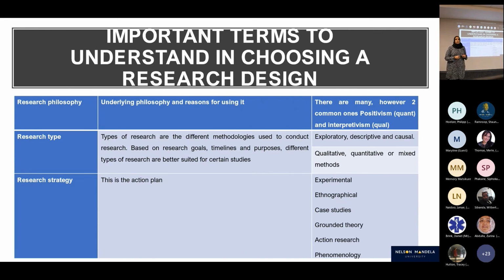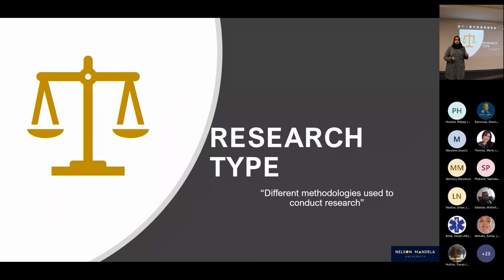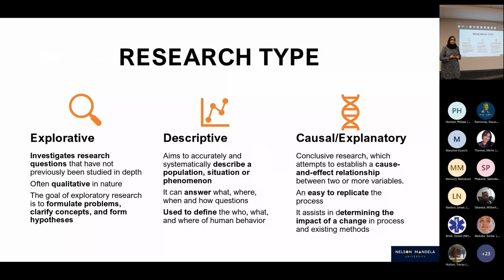So there are some important terms that you are going to find when looking at various research methodologies and designs. It's summarized in this slide, but I want to just take you to this slide first, which is going to chat to you about explorative, descriptive, and causal or explanatory designs. So an explorative research design is going to explore a phenomenon or an idea or a thought that you may have.